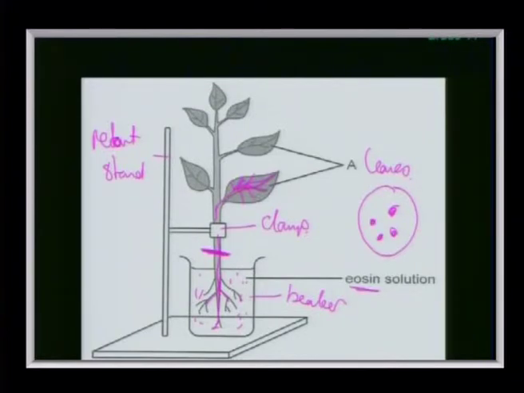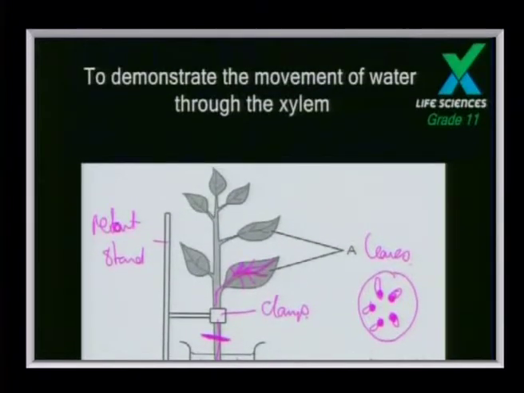You won't be able to see the phloem, because remember the phloem would be there. You won't be able to see the phloem or the cambium or anything else. You'll only be able to see where the xylem vessels are. And that is an example experiment to demonstrate the movement of water through the xylem. Why? Because you can see that it's the xylem carrying the water up the plant.